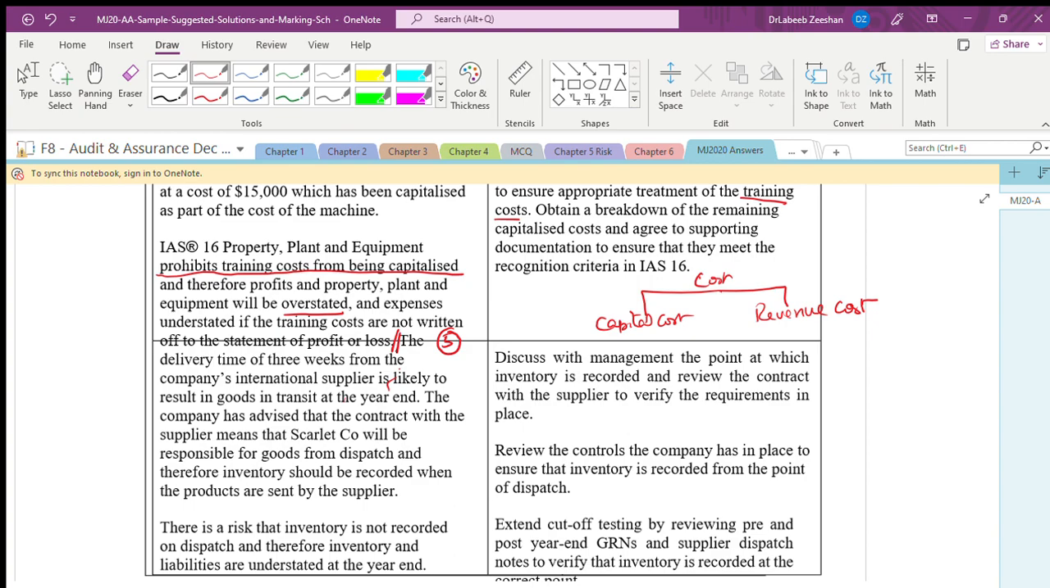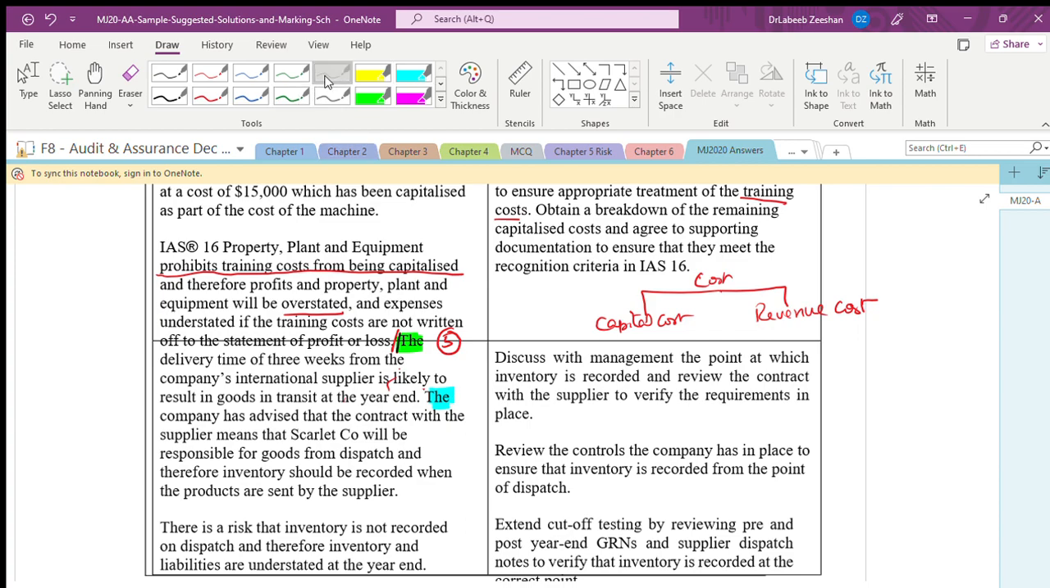The company has advised that the contract with the supplier means that the sale will be recognized again at a point in time. You separate this from here, and again you separate this from here. All are different sentences. Discuss with the management the point at which the inventory should be recorded and review the contract with the supplier.